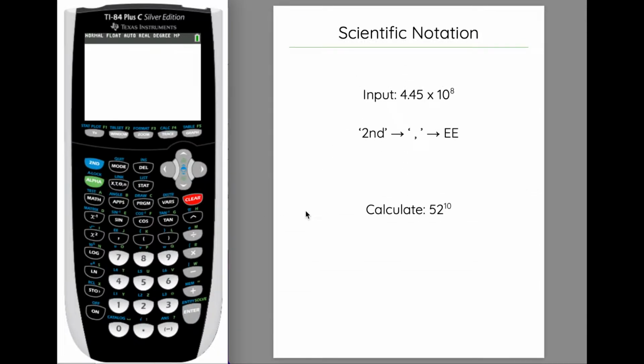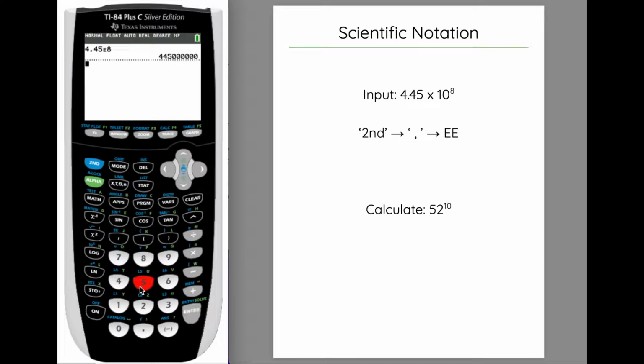Scientific notation is how you write large and small numbers. The way we do that, if we wanted to put 4.45 times 10 to the power of 8, is we type 4.45, and then hit this button here, second and comma. You see it's the double E here, but up here it gives us an E. And then we type in the exponent 8. That way we don't have to do times 10 to the power of 8. And when we hit enter, we see that's the number we get.